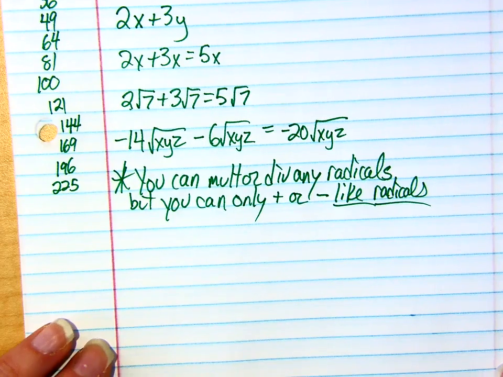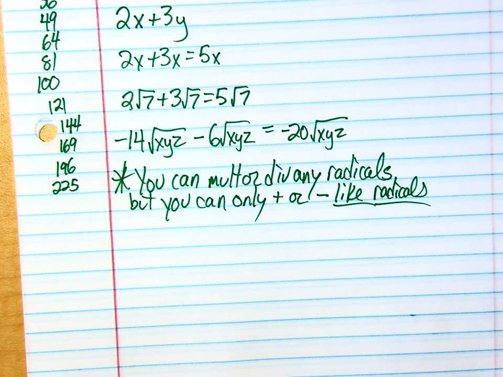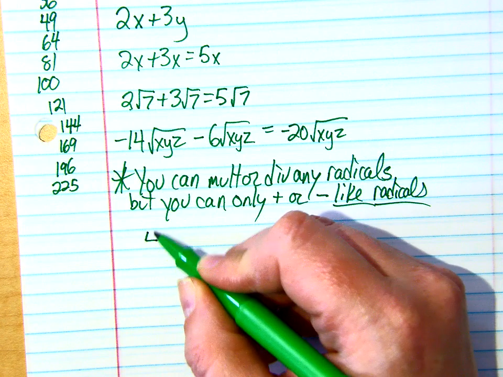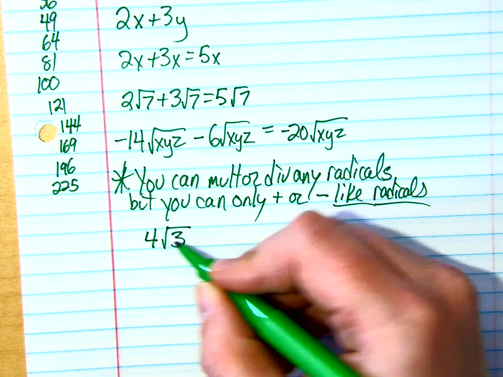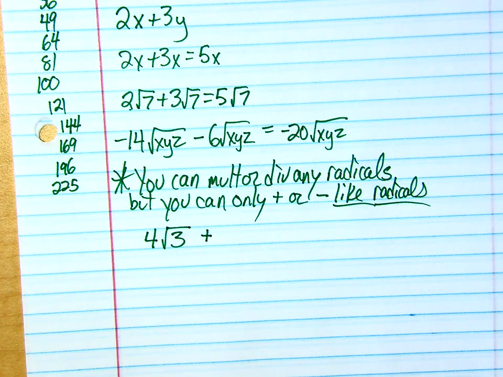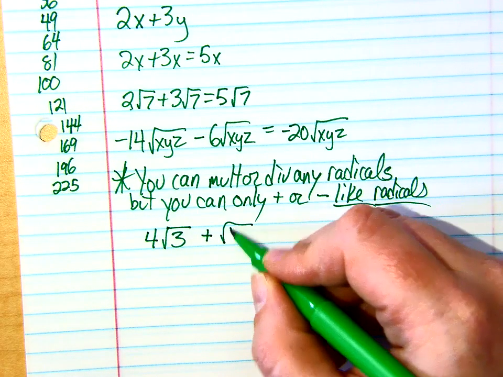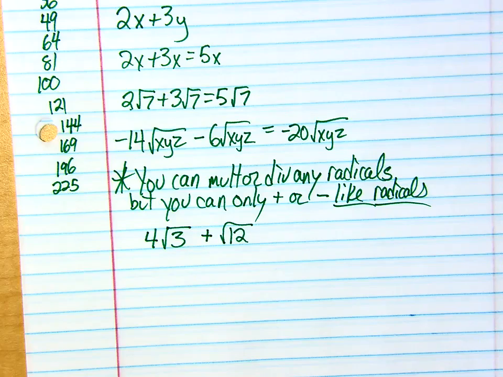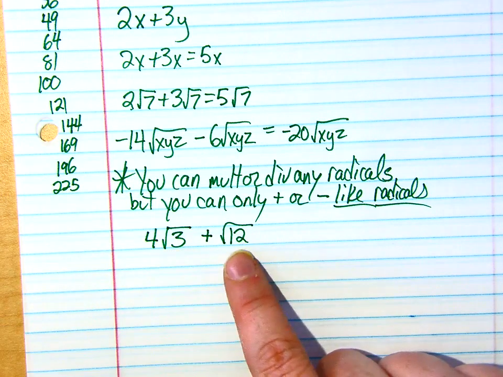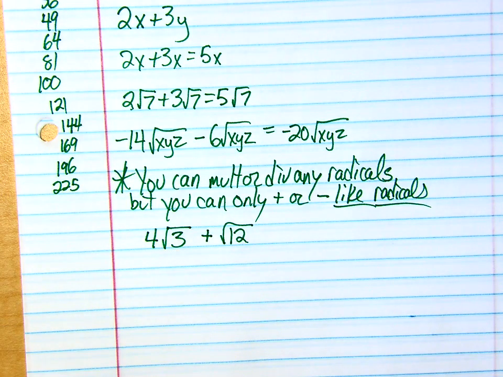Now, here's one. I don't want you to get messed up on this one. Let's try this. What if I asked you to add together 4 times the square root of 3, and then I wanted you to add to that, let's see, the square root of 12. Could you add these two together? If you simplify the second one. Right now, it doesn't look like they're like radicals because you have a root 3 and a root 12. So that's clearly not the same.